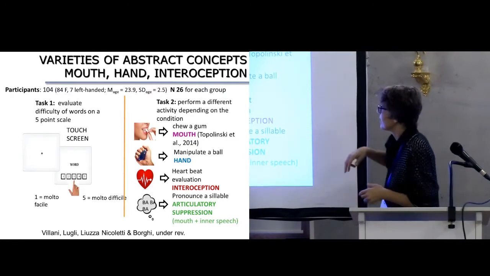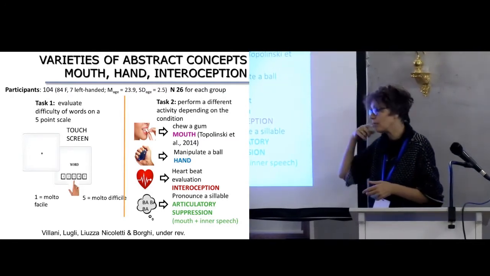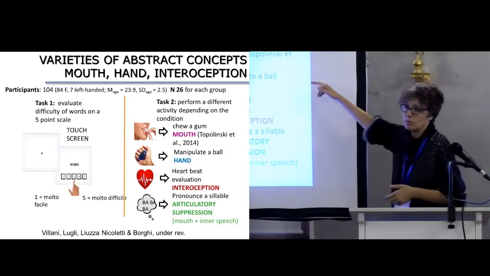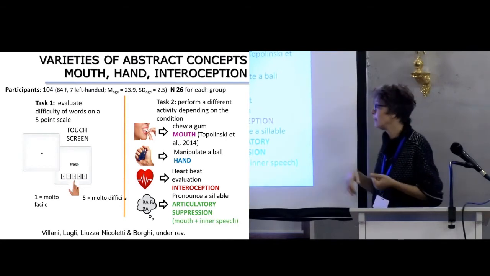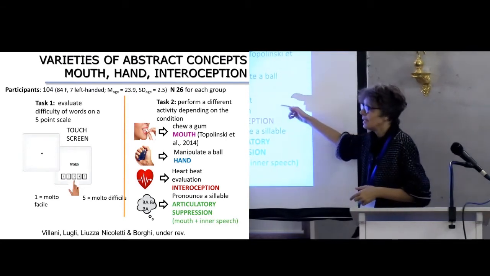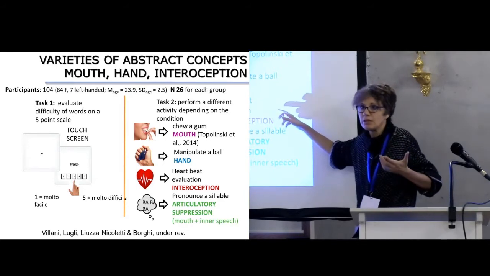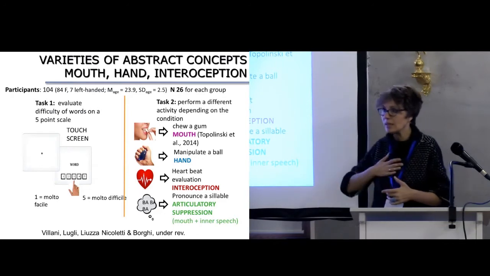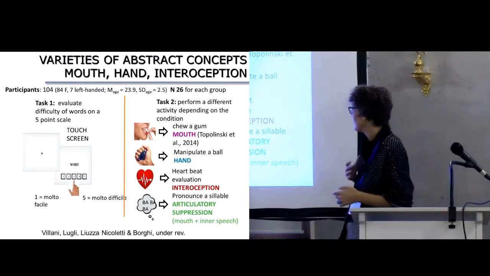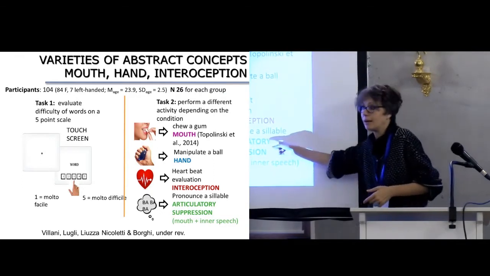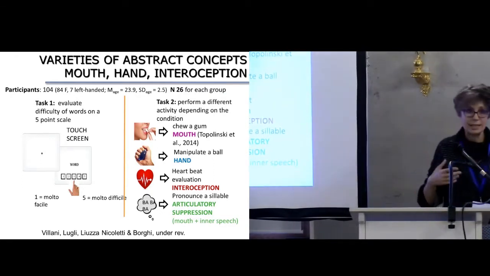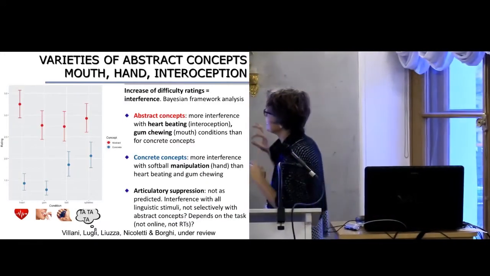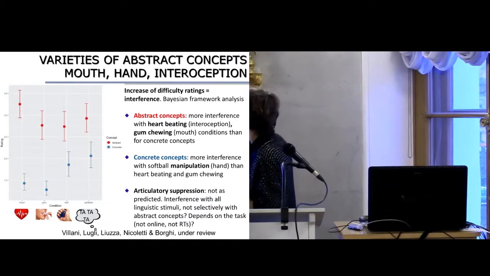And this concurrent task could involve them all. It was a gum chewing task. Polinsky has used it recently in other studies. They had to manipulate a ball to test the involvement of the hand. They had to use a task typically used to measure interoception, so to determine whether we're good at determining how often their heart is beating. And they had to have articulatory suppression, to pronounce a syllable, while determining the difficulty of words. We used Bayesian framework analysis to perform the analysis.